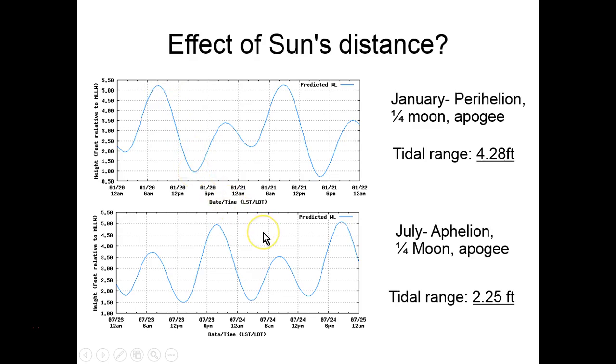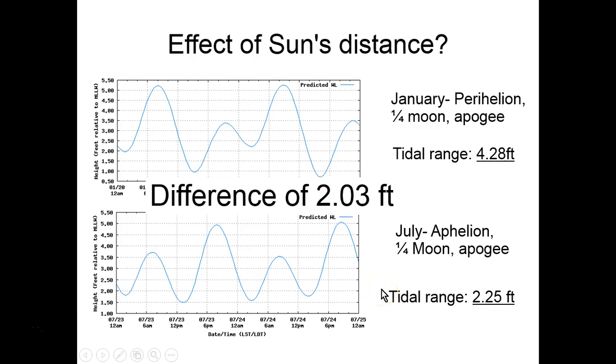Okay, so then I compared that to a day in July when the Earth was in aphelion to the sun, right? So the Earth is farthest from the sun now, and I kept the other two variables the same. This day had a quarter moon and also was an apogee, meaning the moon was farthest away. The tidal range when the sun was farthest was 2.25 feet. So the change from when the Earth is closest to the sun versus farthest from the sun was 2.03 feet. So a difference of 2 feet. So just remember that, 2 feet.